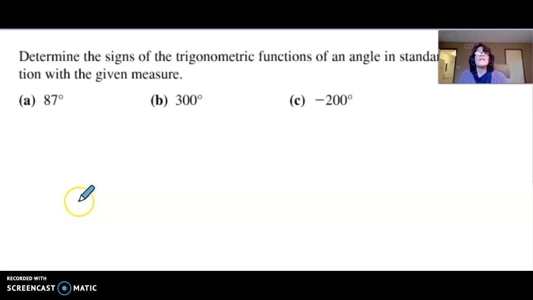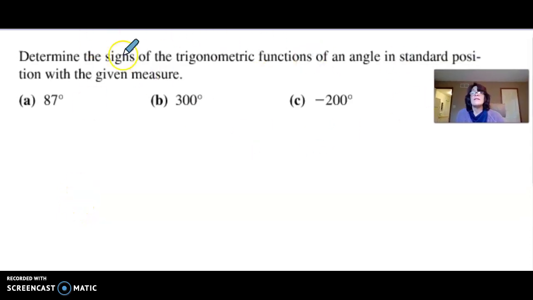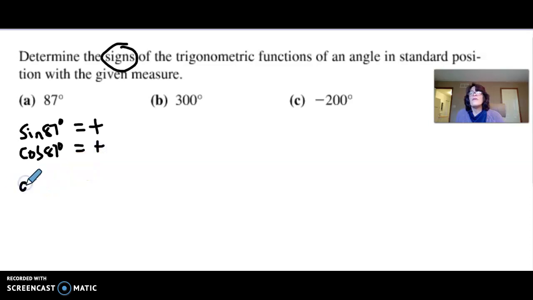So 87 degrees, determine the signs of the trig functions. Notice the spelling. I just want to know if they're positive or negative. I know that the sine of 87 degrees is going to be positive. The cosine, this is in the first quadrant. You know what I'm going to write? They're all positive. It's in the first quadrant.